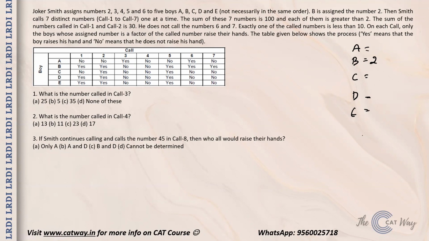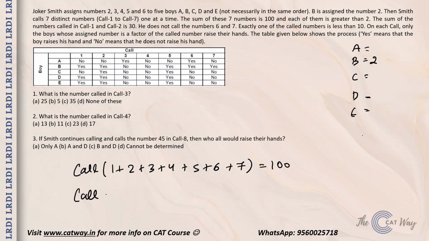Then Smith calls 7 distinct numbers, call 1 to call 7, one at a time. The sum of these 7 numbers is 100 and each of them is greater than 2. All right, so seven different numbers have been called whose sum is 100. The sum of the numbers called in call 1 and call 2 is 30. So call 1 plus 2 plus 3 plus 4 plus 5 plus 6 plus 7 is given to you as 100, whereas call 1 plus 2 has been given to you as 30.